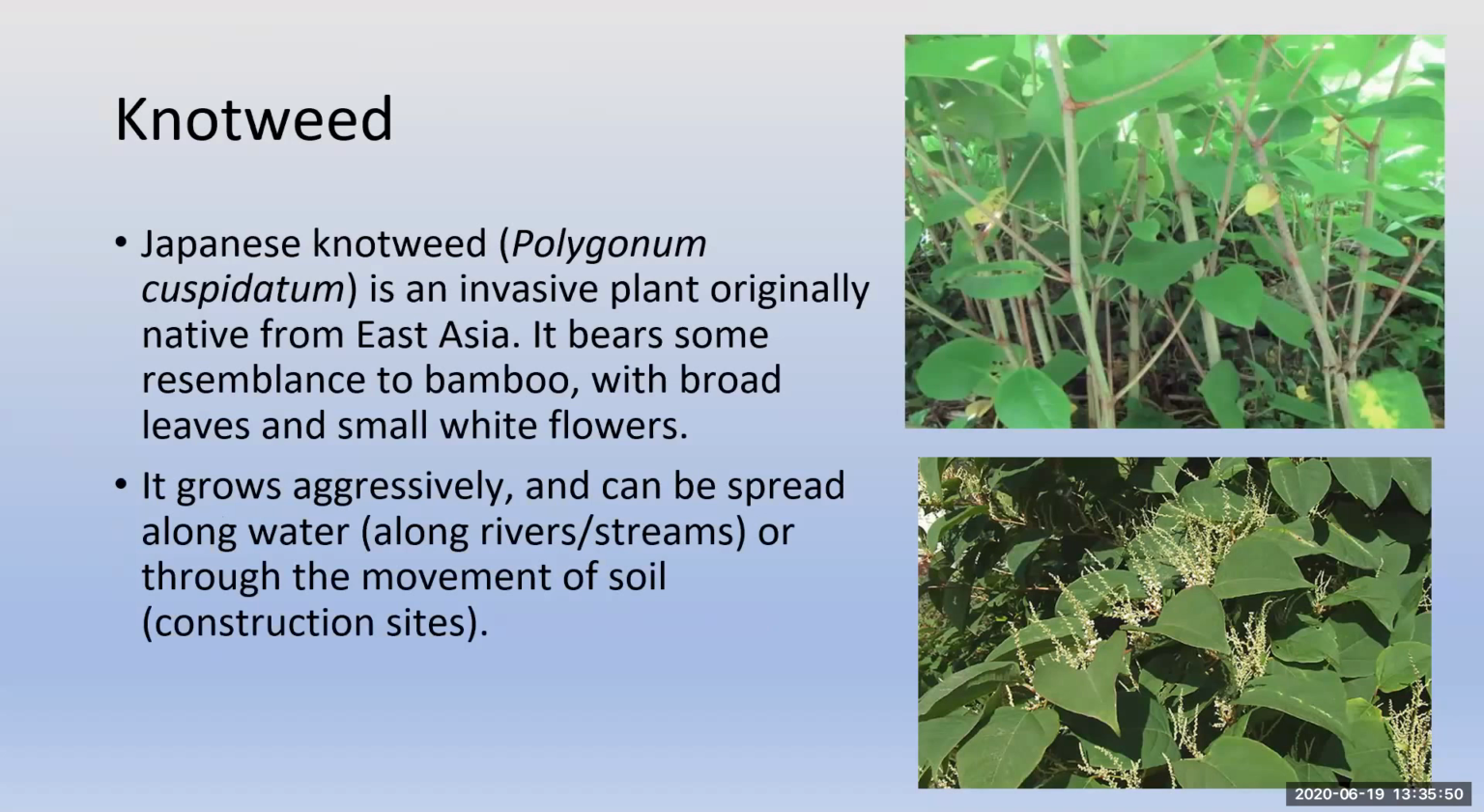So jumping right into it here, Japanese knotweed is a pretty invasive species. It's originally from East Asia. It bears some resemblance to bamboo. It has a broad leaf. Some of those leaves can be about 12 inches in size, so it makes it really easy to see with aerial imagery.